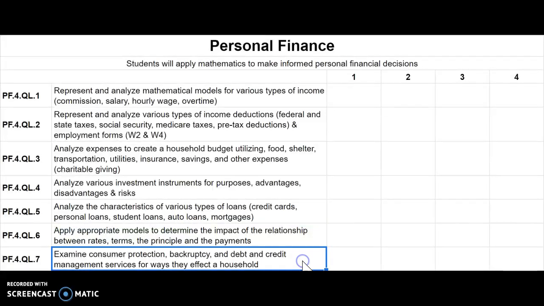And then the last thing that you want to do in this project is talk about consumer protection, bankruptcy, and debt and credit management services for the ways that they affect a household. So you'll want to talk about how each of those could help or could hurt you whenever you start going into the red in your budget challenge. If you go into the red, remember the goal is that you don't.